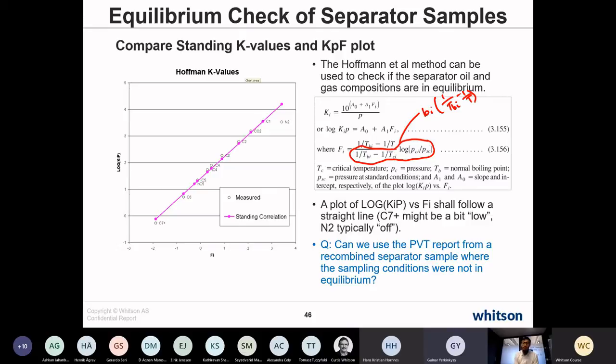Yeah, so what I'm trying to say is, Karis, do you want to say something? I think the question is, if the Hoffman plot indicates lack of equilibrium or lack of consistency, what do we do with the samples? Is that correct? Yes, that's correct. Okay, so how to frame this?